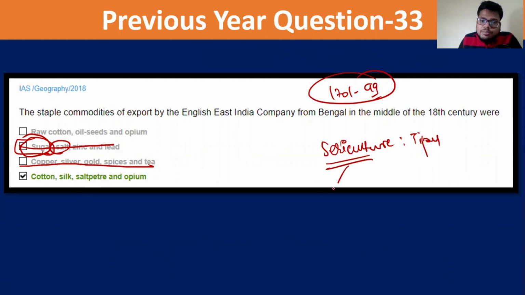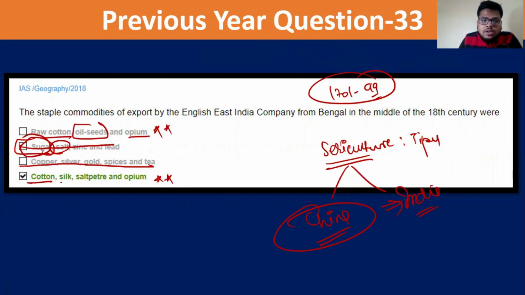For silk, mainly two places are very famous: China and India. China is the number one producer, and then India is there. So in that regard, I know that this is a tricky question. Choose out of these two, but the options you see: oil seed, opium, raw cotton, and cotton, silk, saltpeter, and opium. Opium common, eliminate opium. Cotton and silk. Silk is the deal breaker here.